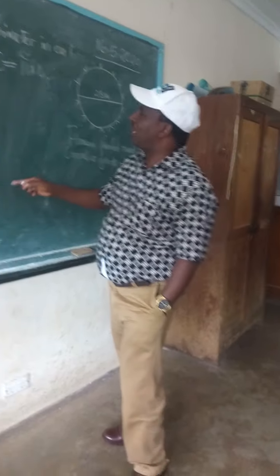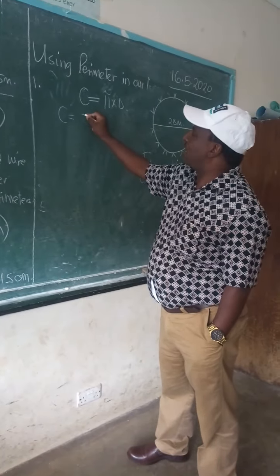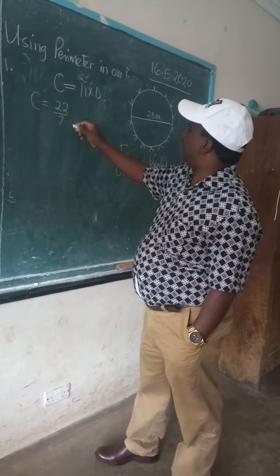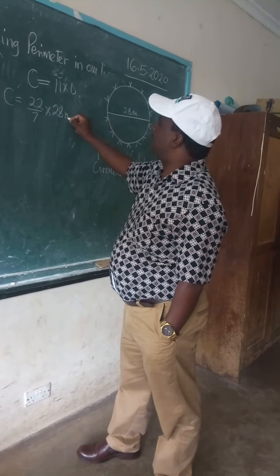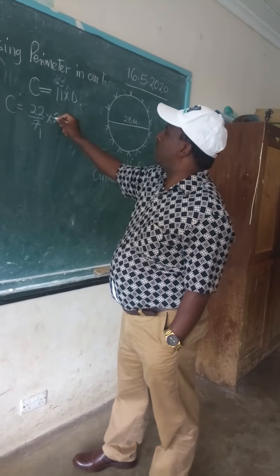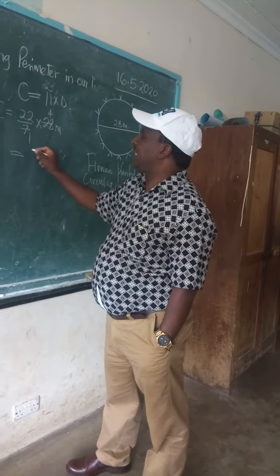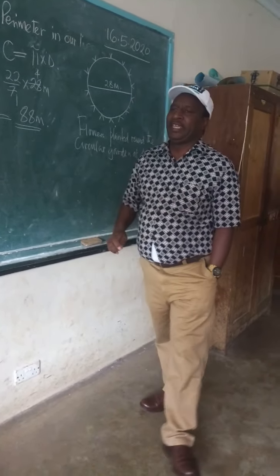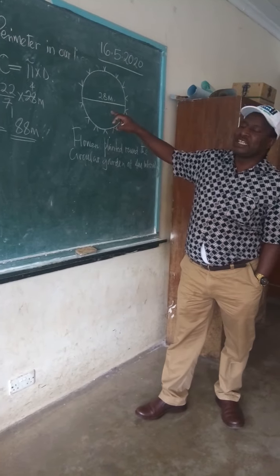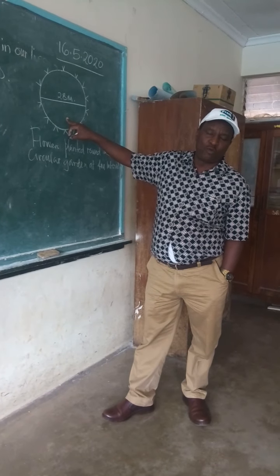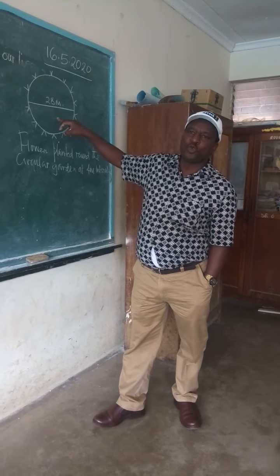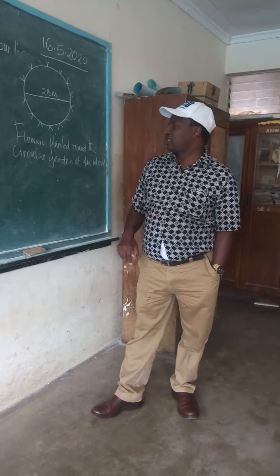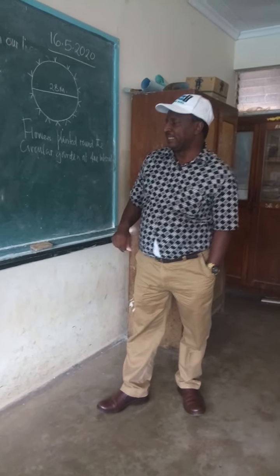So we have to plant flowers along a circumference. 22/7 is our pi. Our diameter is 28 meters. 28 divided by 7 is 4, and 22 times 4 is 88. So we're dealing with 88 meters. That is the distance we must use to know how many flowers will go around the circumference of this circular garden.